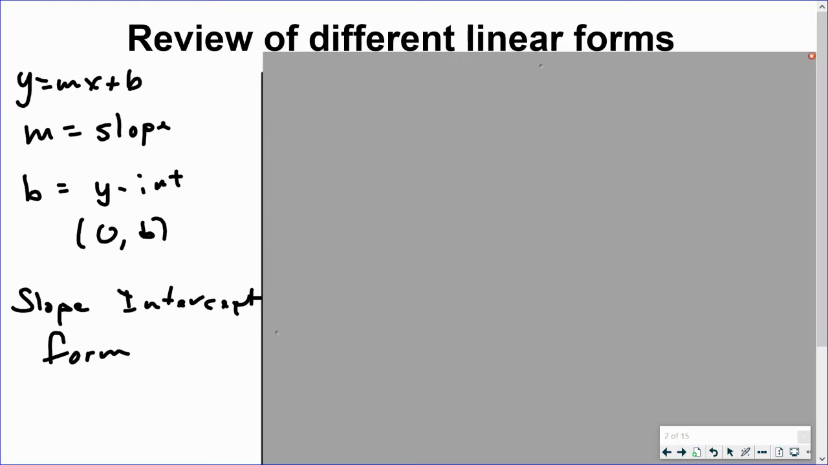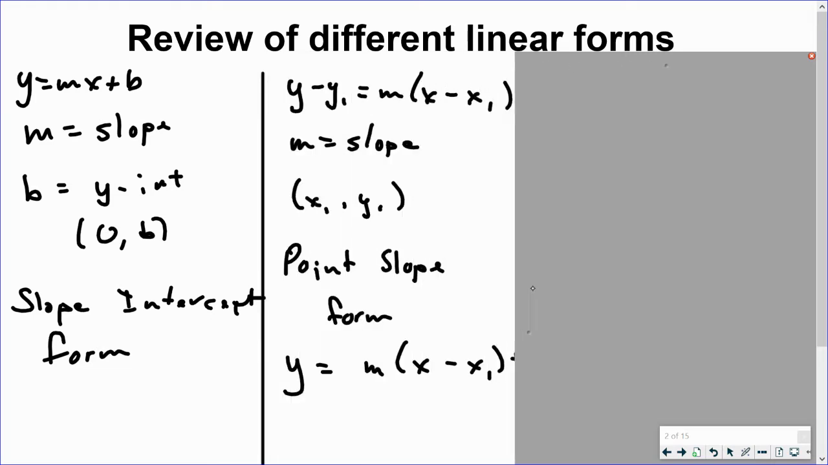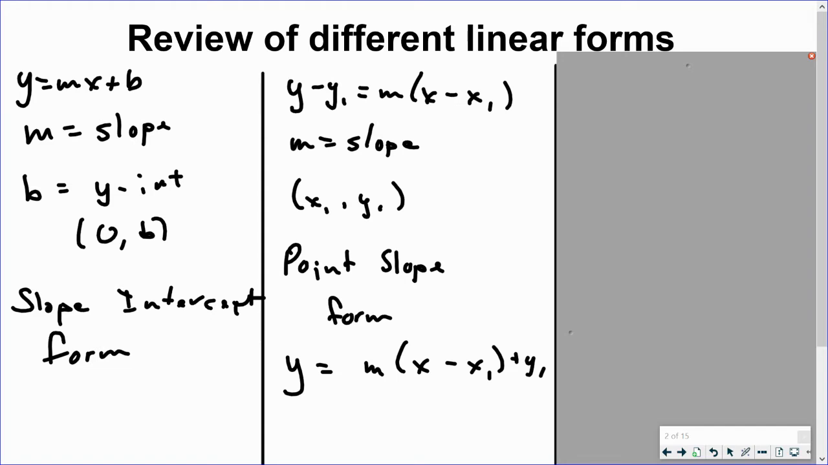Remember, you want to plot the point first and then use the slope to come up with other points to be able to draw the graph. The next form of a line is y minus y1 is equal to m times (x minus x1). This is called point-slope form. M is the slope, and the point is (x1, y1). I like to use this one a lot because most of the problems we're given, they give us a point and a slope, and then we have to go from there. So I think it makes sense to use this form.